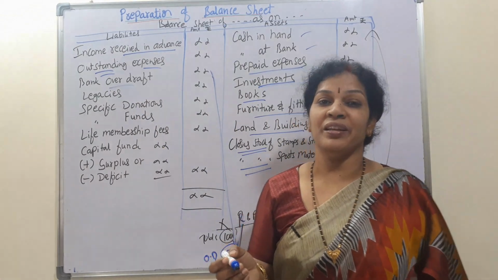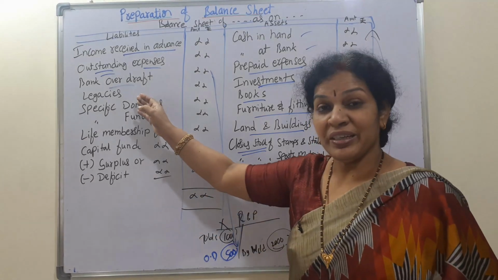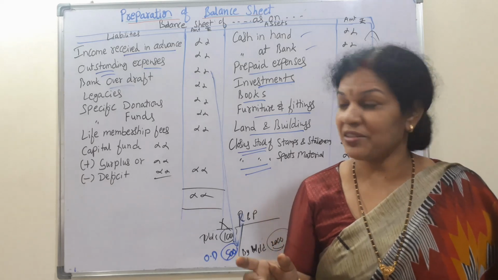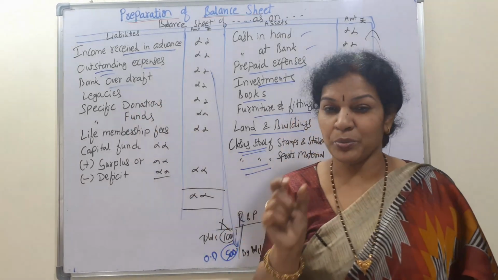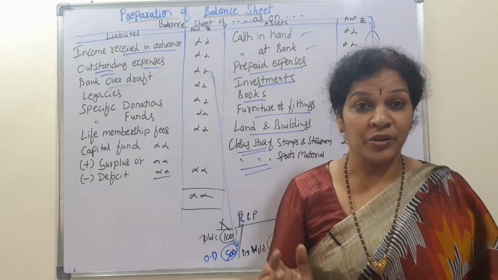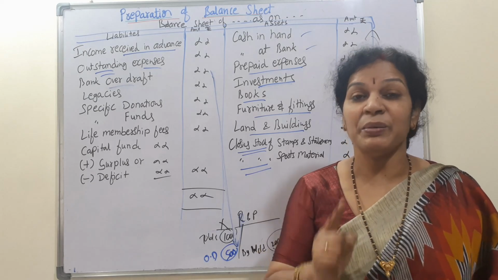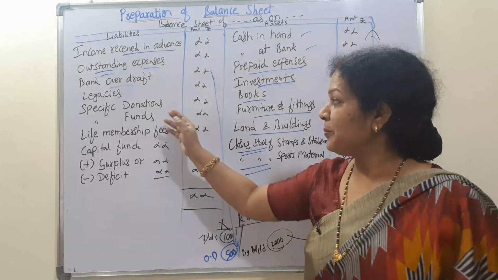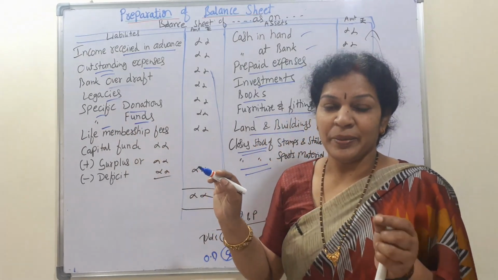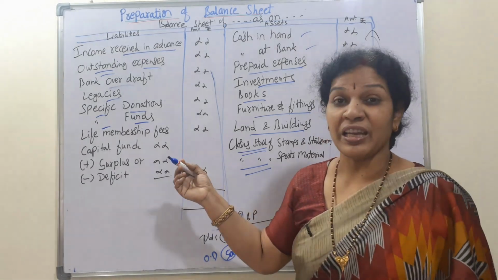Next, legacies. Legacies is nothing but a will. Only one time we get this capital item. So when we get all these one-time items, we consider them as liabilities. They are to be capitalized. Like legacies and specific donations. Small donations we can consider as income in the income and expenditure account. Big donations and specific donations will always be treated as a liability in the balance sheet. So legacies, specific donations, specific funds for a particular purpose, if you get any fund, that is also a balance sheet liability. We treat it as a capital item.